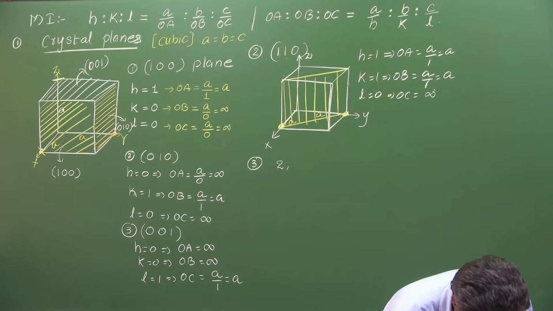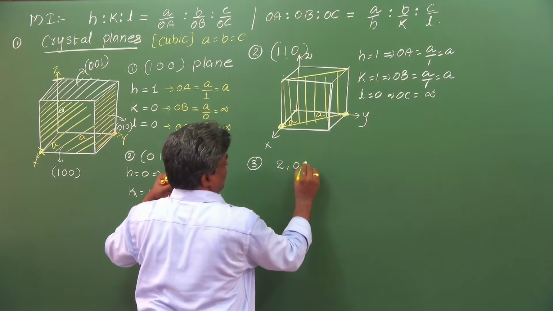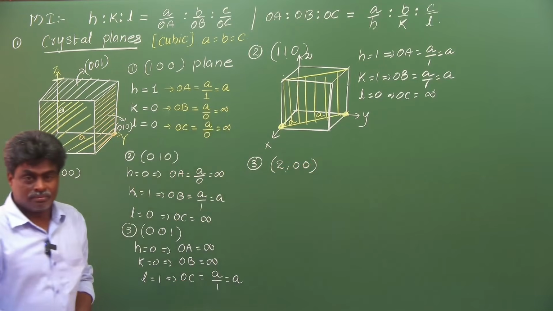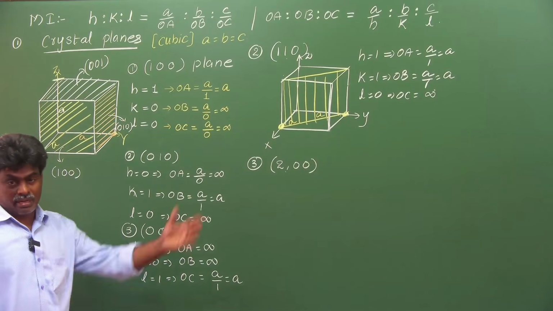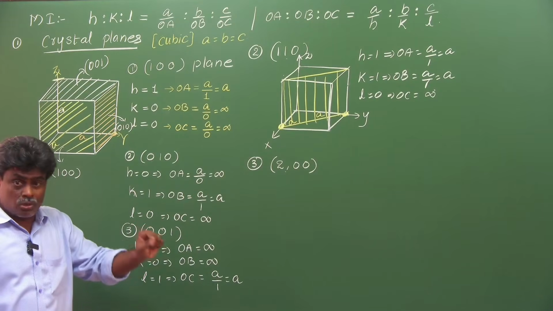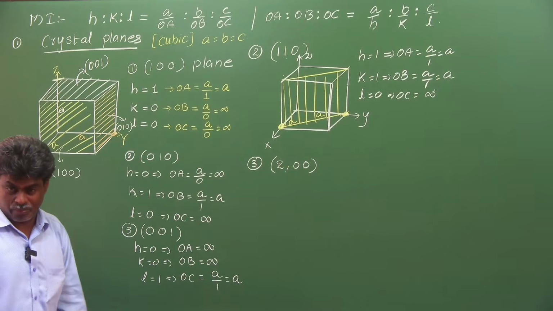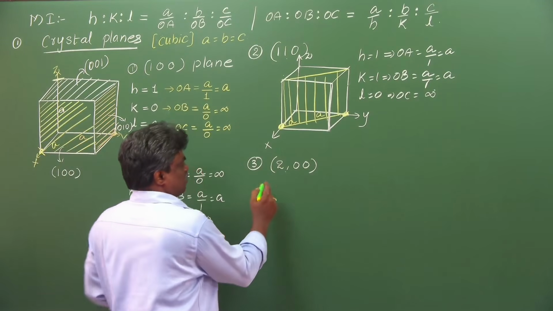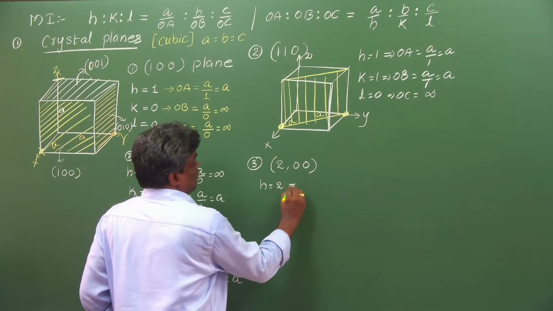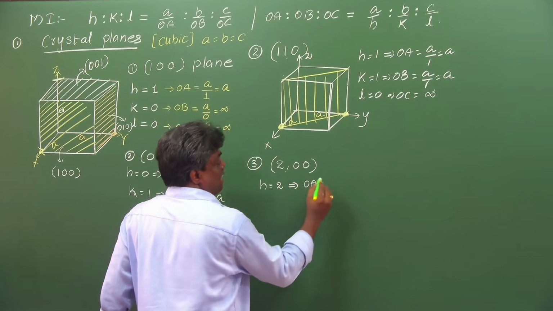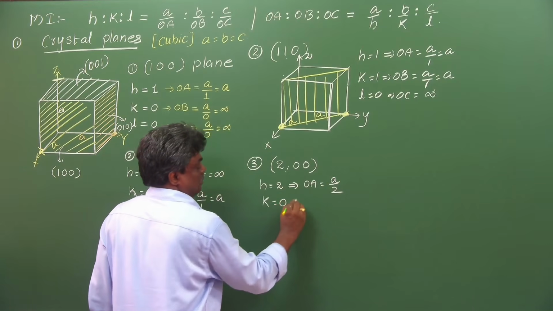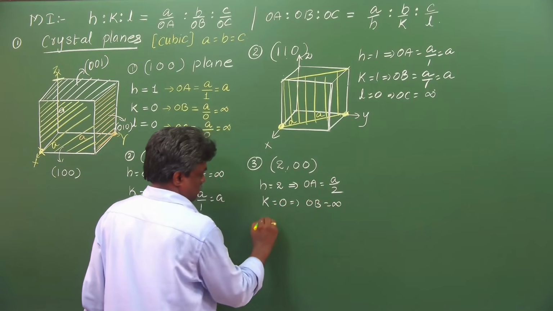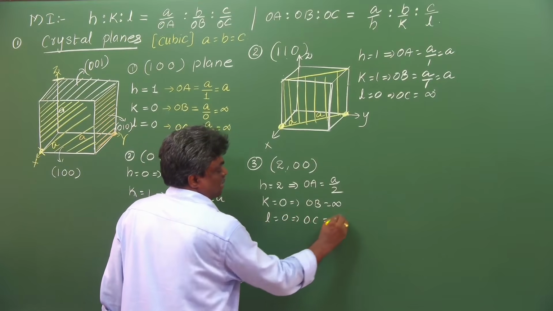One more, some planes I have written, 1 minute. 200 plane. How will you draw? They are not asking Miller indices. Miller indices is 100, but they are asking 200 plane. Draw the plane of 200 plane. Ready? Same process, no change. Now your h equal to 2, OA equal to a by 2, that's good. Next, k equal to 0, then OB equal to infinity. Next L equal to 0, then OC equal to infinity.